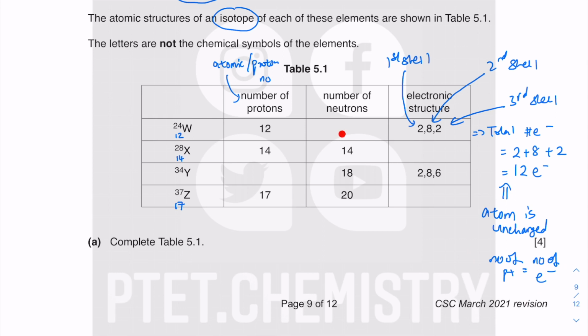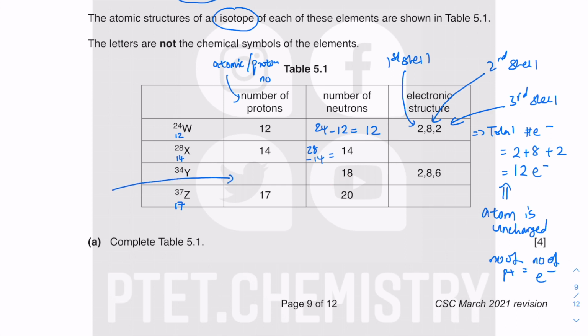Number of neutrons is the mass number or the nucleon number on top, so 24 minus the proton number will give you 12 neutrons. Here you get 14 because 28 minus 14 gives you that. Here 34 is the nucleon number, minus this, equal to 18. So how in the world do I get this?